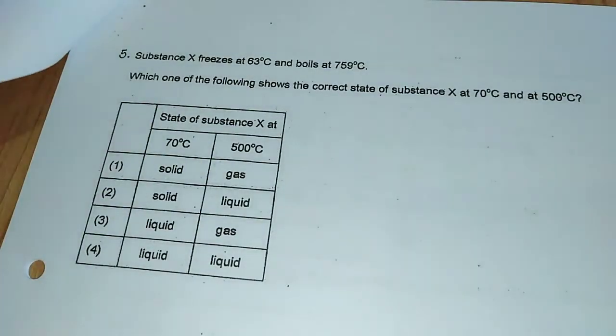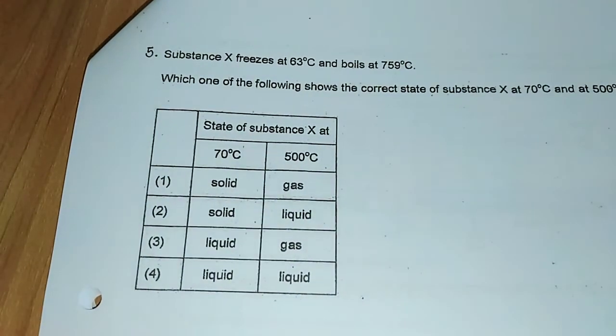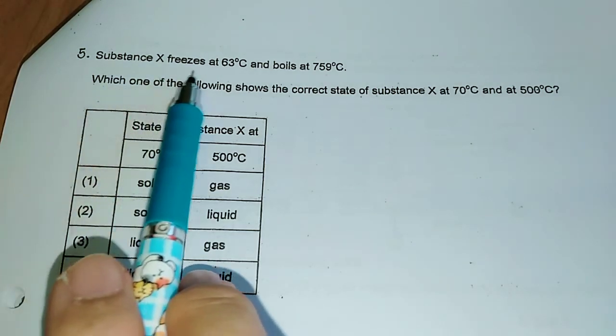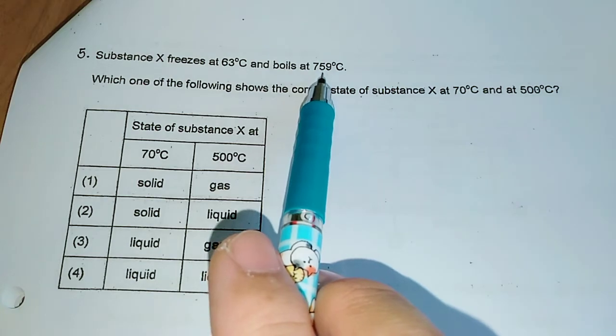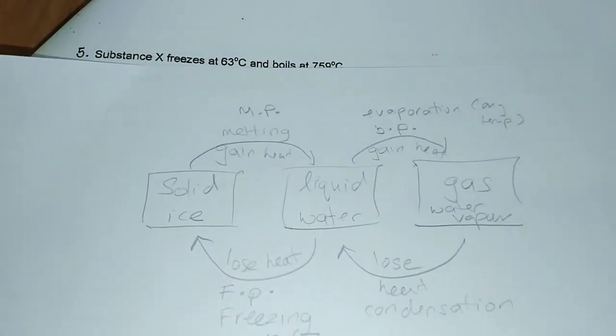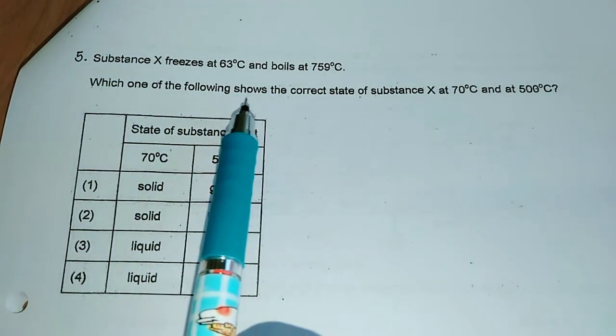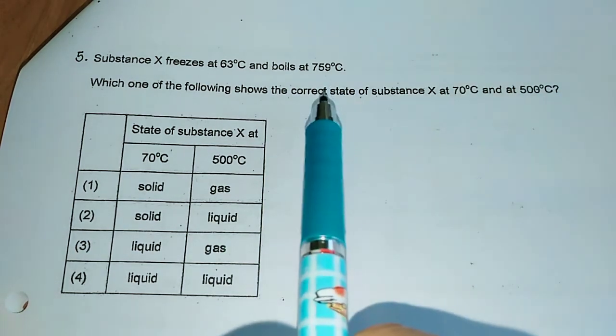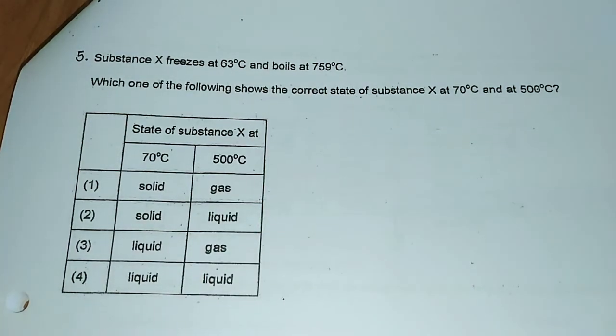Now let's try one more question of a similar type. Now, of course, I'd like you to try these questions before you actually look at my solution. So please pause the video, look at the question, try it out first. Substance X freezes at 63 degrees Celsius and boils at 759 degrees Celsius. This is definitely not water, but it doesn't matter. So long as we know this diagram, we can solve all of such questions, regardless of whether we have come across it before. Now, which one of these show the correct state of substance X at 70 degrees Celsius and at 500 degrees Celsius? State refers always to solid, liquid, and gas.